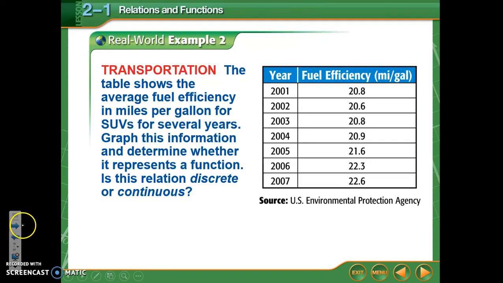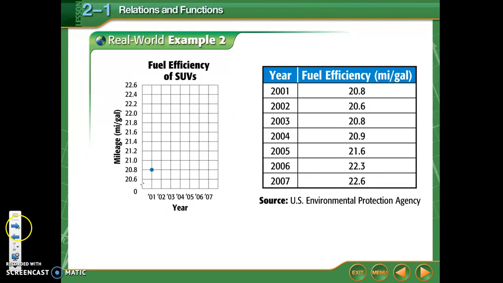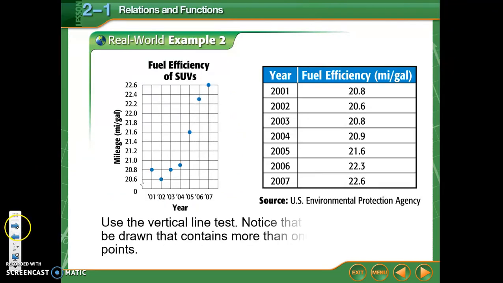So if you look here, we have this table. This table shows the fuel efficiency of a certain SUV by year. And they're asking us here, is this relation discrete or continuous? And then they also want us to figure out whether or not it's a function. So first of all, if we graph all of our ordered pairs there, and we use the vertical line test, you can see that anywhere I draw a vertical line, it's only going to cross one point. It's never going to cross two. So we would say, yes, this is a function.